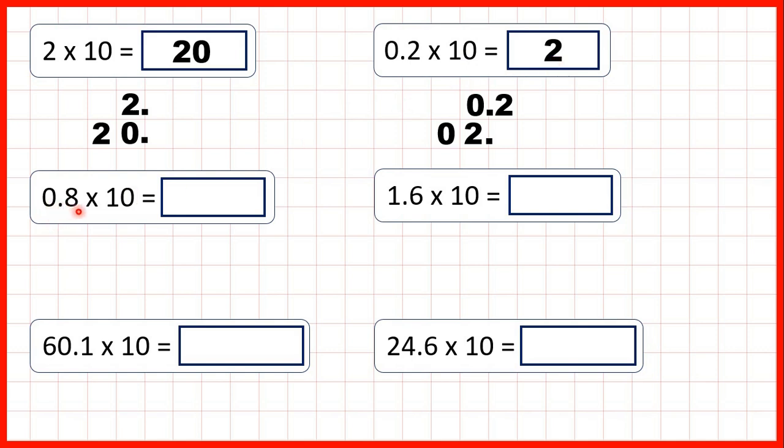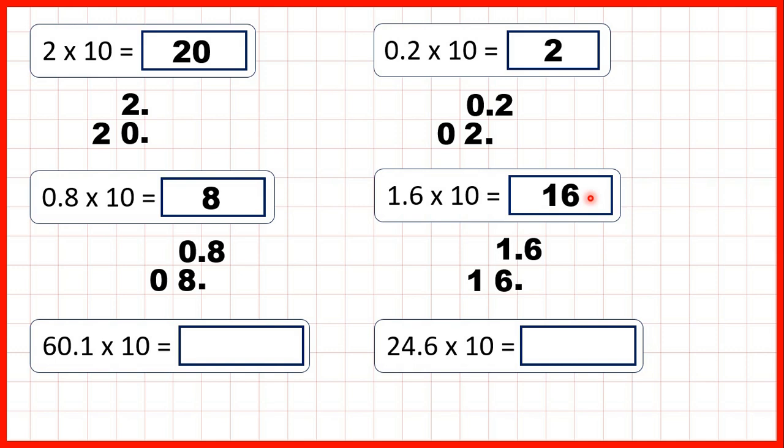So what's 0.8 times 10? We can write out the decimal, copy down the decimal point. We're multiplying by 10, so the digits are going to move 1 square to the left. So if we copy down this 0 and this 8 1 square to the left, we now have the decimal point at the end, so we have a whole number. That's 8. Now for 1.6 times 10, we can write out 1.6, copy down the decimal point, and we're multiplying by 10, so we can move the digits 1 square to the left. Now the decimal point is at the end, so we have a whole number.